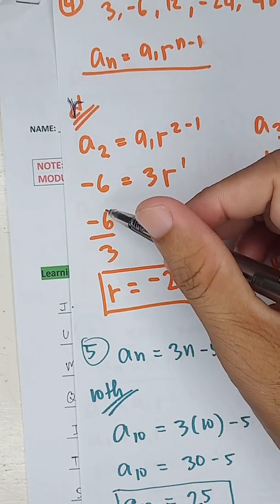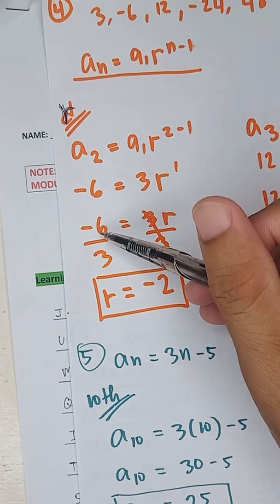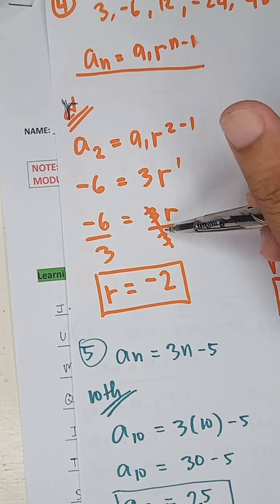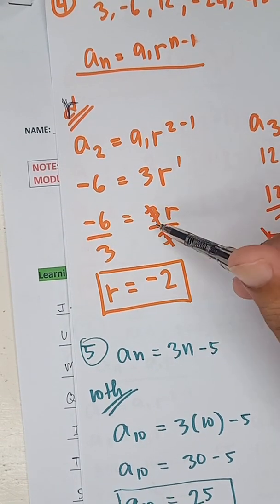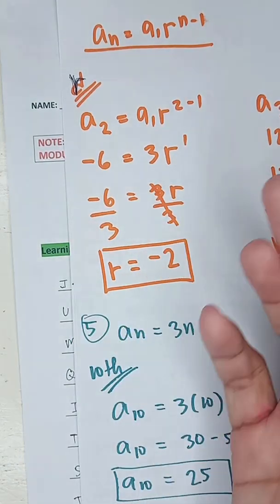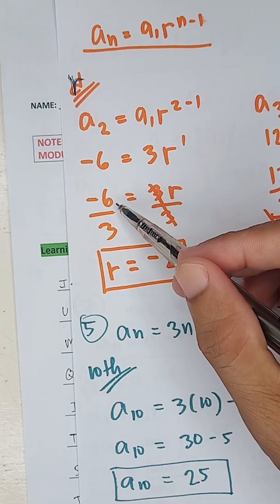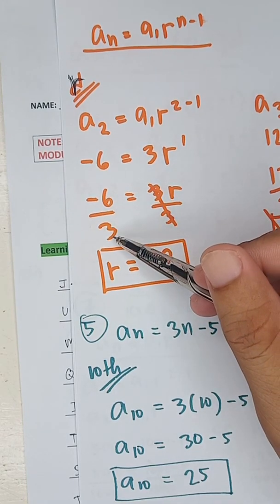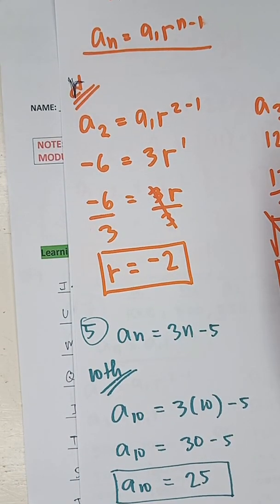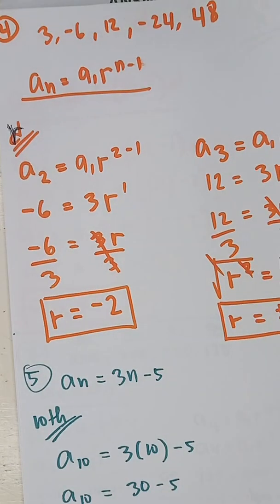So, -6 over 3 and then 3r over 3. So, we cancel 3 kasi 1 yung answer niya pag dinivide. So, what is left is r na lang. So, pwedeng i-interchange, r is equal to -2 since -6 divided by 3 is -2. So, pwede rin naman i-interchange. There's no problem about that. Okay, so r is equal to -2. So, that is the value of our r.